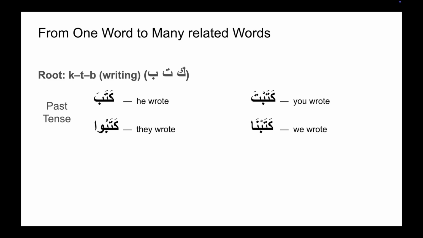Now, let us look at how one word can appear in different forms. Here, the core word stays the same. Only the ending changes slightly. كتب، كتبت، كتبوا، كتبنا.